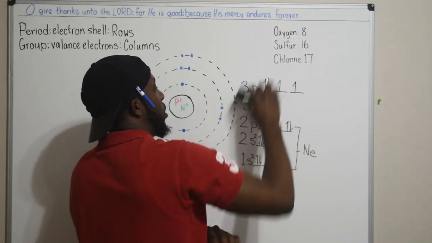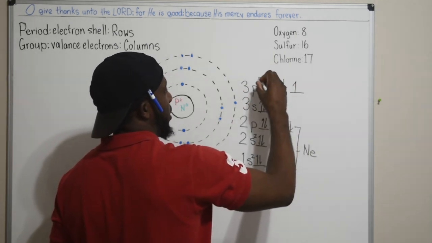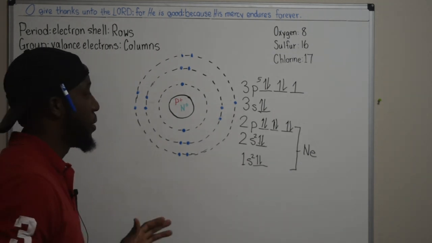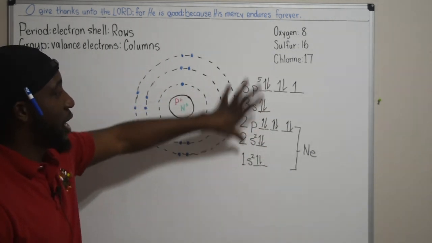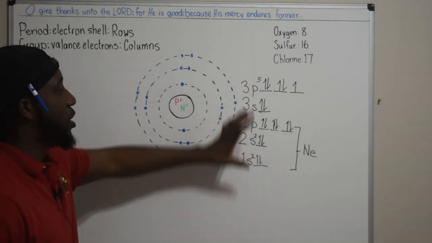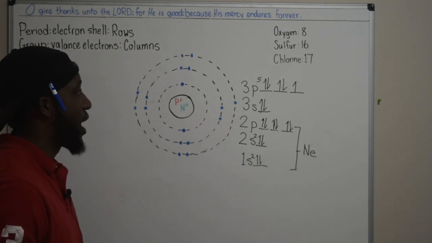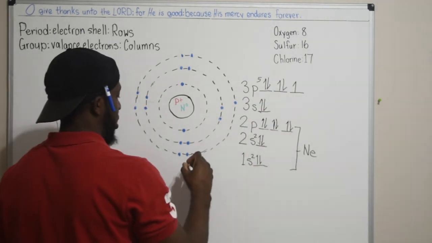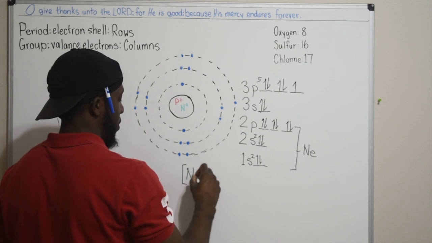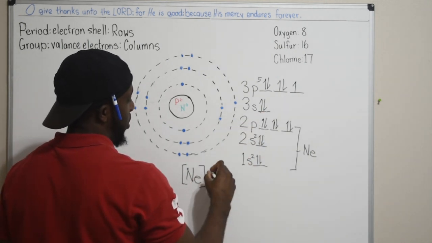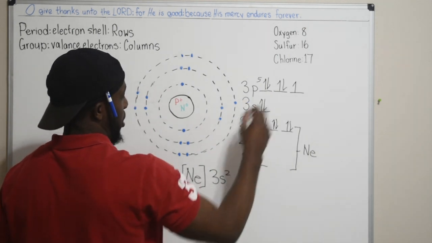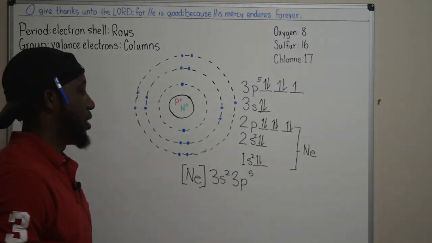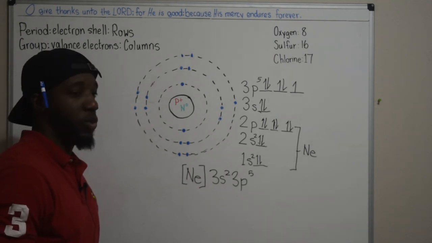What is chlorine? Chlorine is 3p5. Okay, easy. Do not make this hard. All right. So let's look at this electron diagram one more time. If you were asked on an assignment or a test what is the electron configuration of chlorine, instead of writing all this, you can just write neon, and then you write 3s2 and 3p5. Okay, so that's the shortcut right there. So we're going to get into more of this.